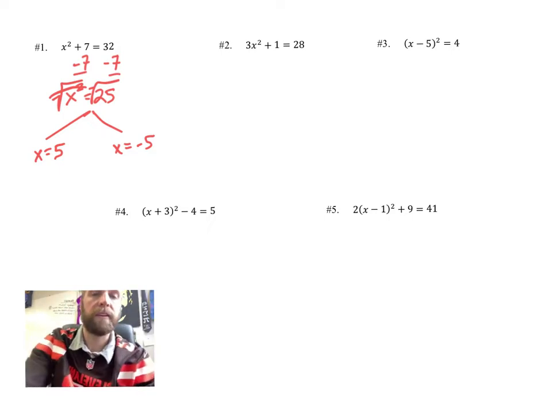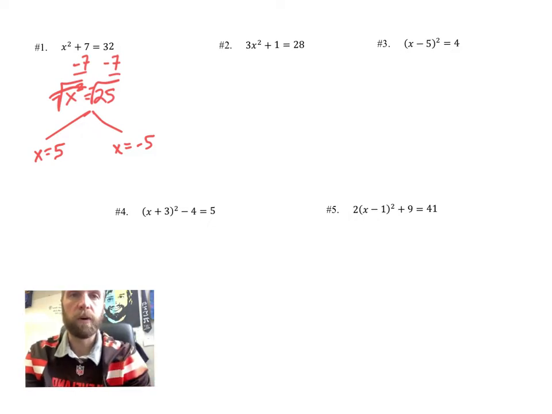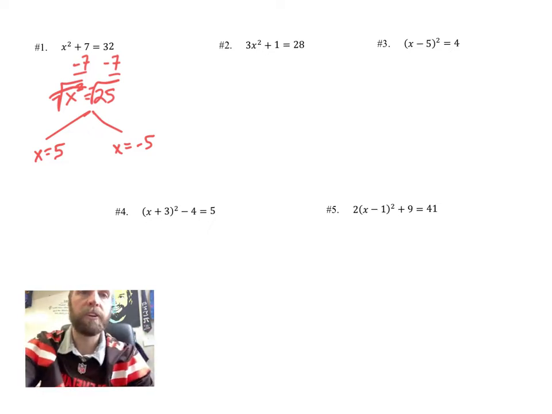You go ahead and plug this back into the original if you want and see if they work. 5 squared is 25 plus 7 is 32. Also, negative 5 squared is 25 plus 7 is equal to 32. Cool, so there's our first one.